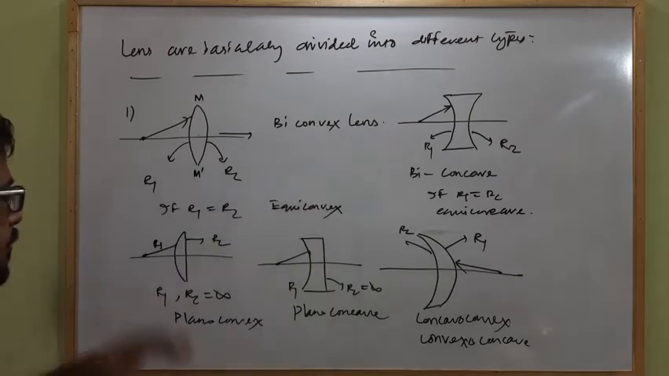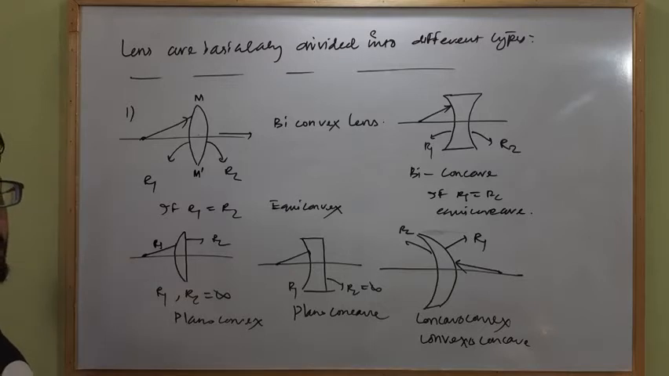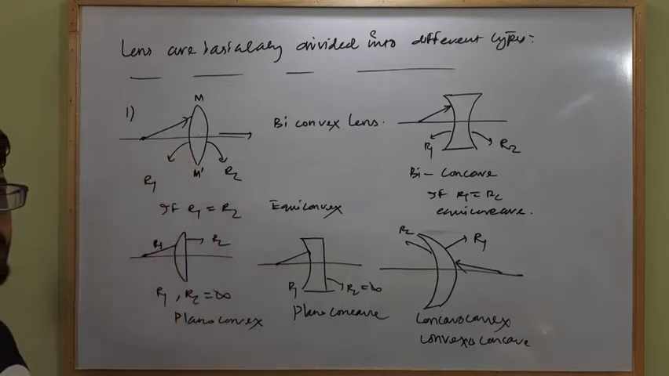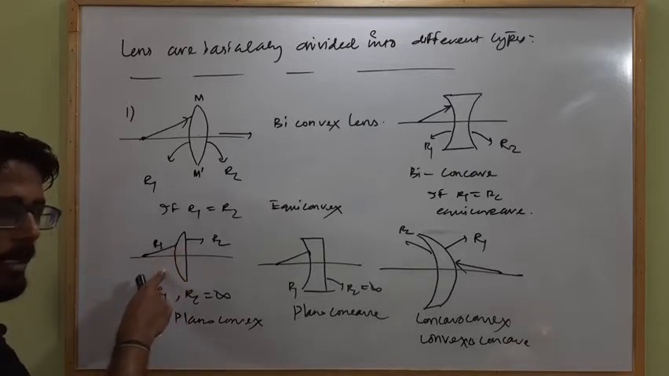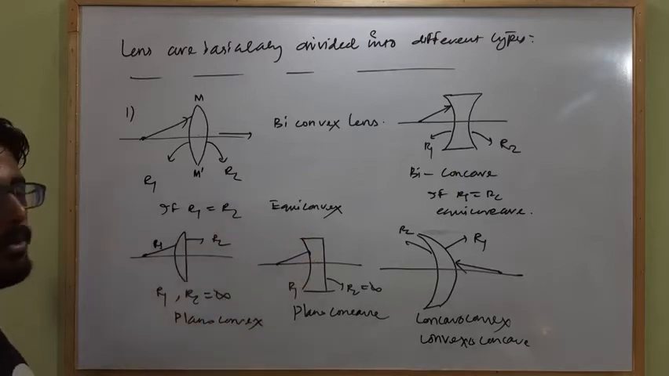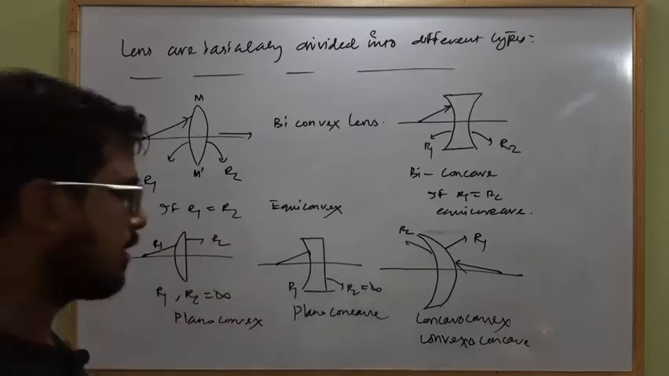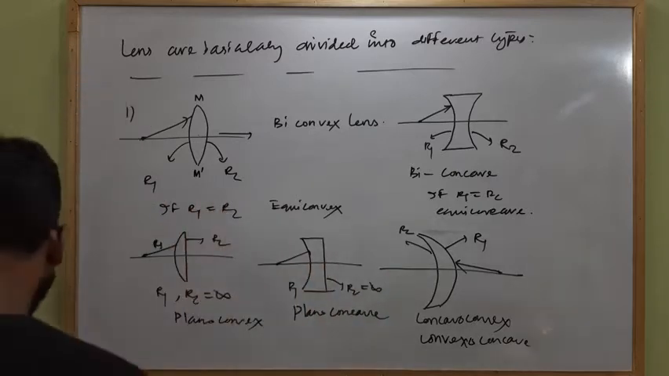Clear? And by using R1 and R2, we can find out the focal length of the given lenses by using the lens maker formula, which is 1 by f equals refractive index of the lens divided by refractive index of the surrounding medium, minus 1, into 1 by R1 minus 1 by R2, and R1 and R2 you can choose depending on the incident rays. Clear? And all have to be used with sign convention. Clear?